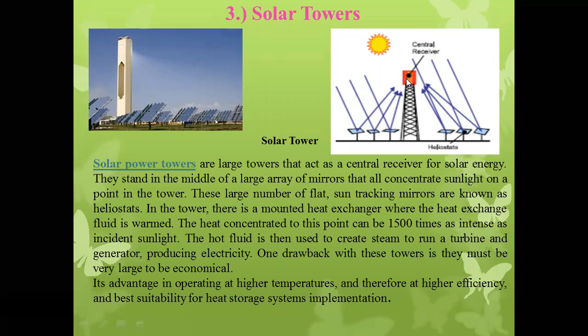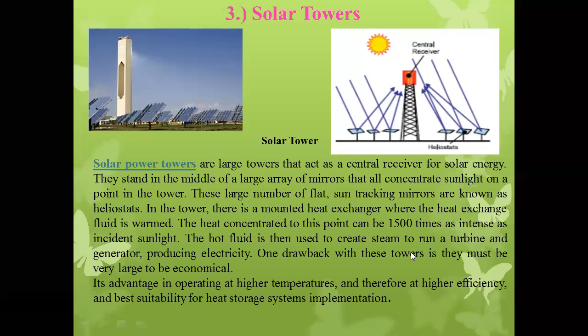Means what, these are highly efficient solar collectors. So remember this point, the heat concentrated at the central receiver is 1500 times as intense as the incident solar radiation. The hot fluid is then used to create steam to run a turbine and generator producing electricity. The remaining part is the same as the previous.